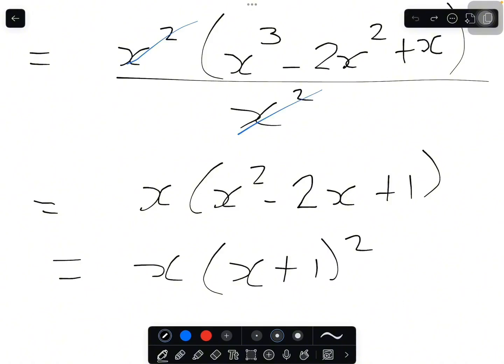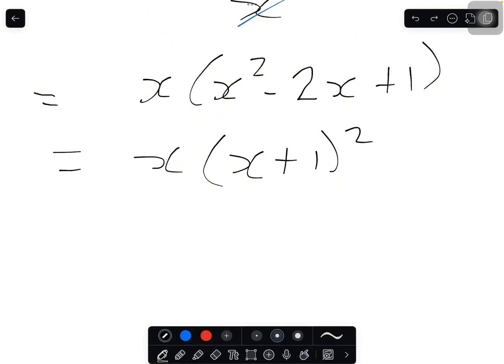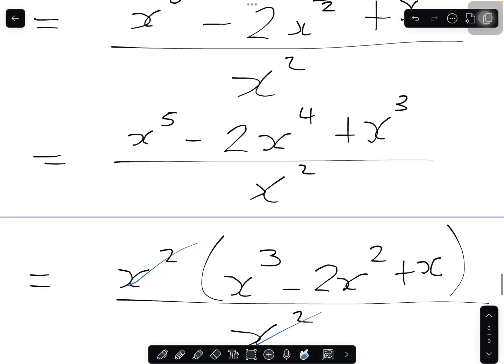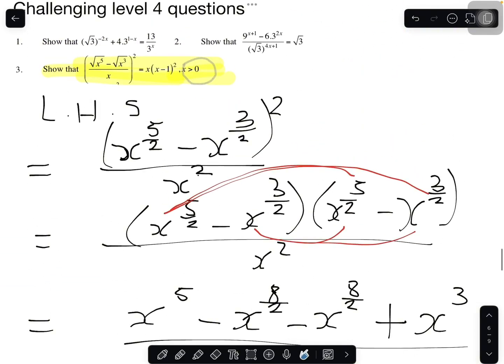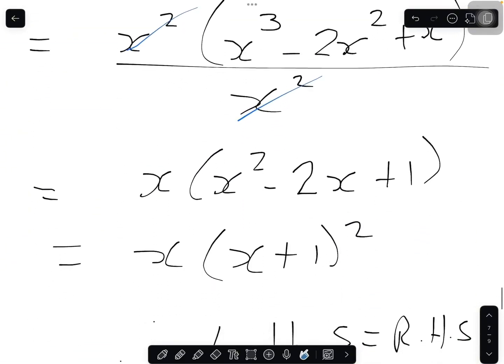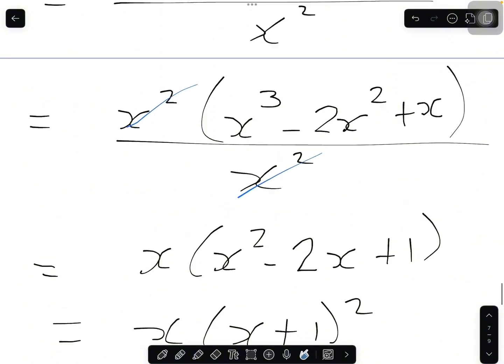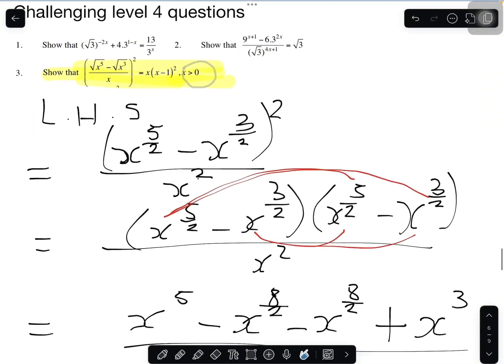And right here, what I have is the answer, because my left-hand side equals my right-hand side. So when you're dealing with questions like this, it's good to see that you don't have to see the answer immediately. Just work step by step by step.